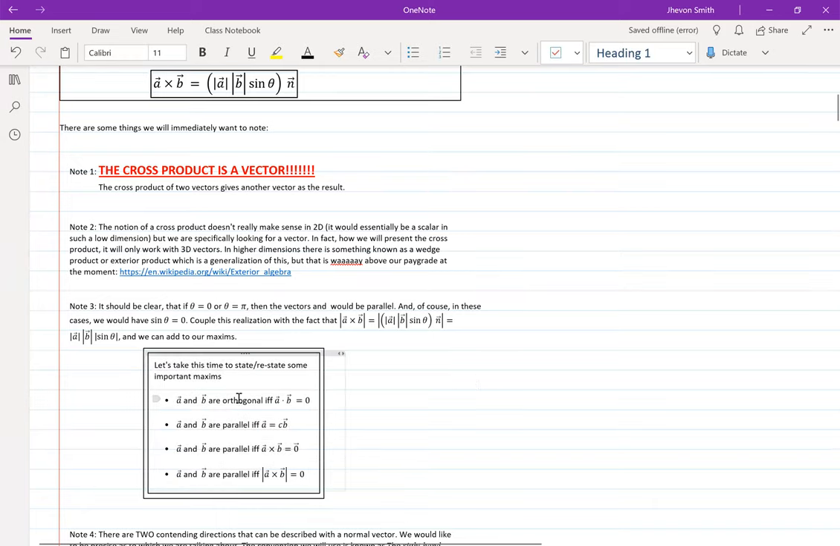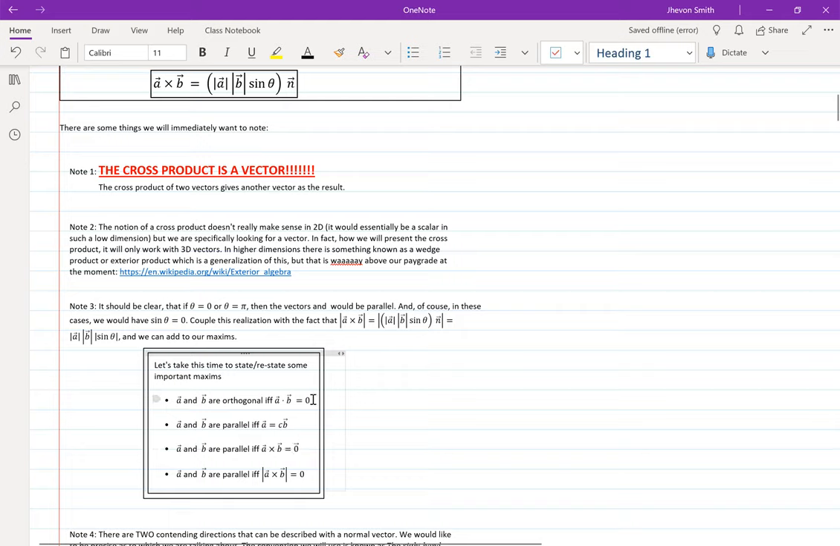We know that A and B are orthogonal if the dot product is the zero scalar. We know they're parallel if one is a multiple of the other. But now we know that they are parallel, meaning the angle between them is 0 or pi, if the cross product is the zero vector. Or equivalently, we can say the cross product has magnitude of the zero scalar. So these are just some things that we should be aware of.